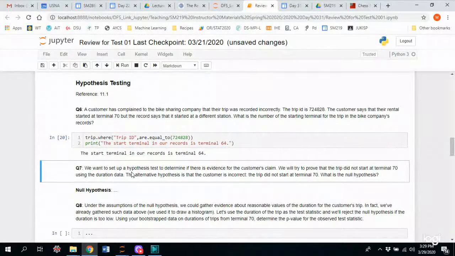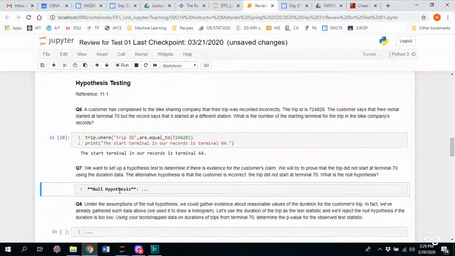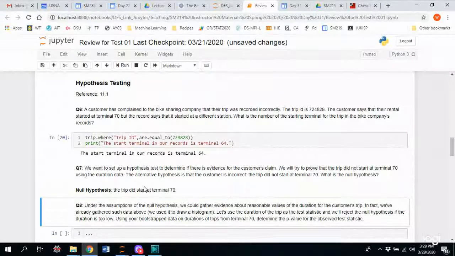Now we want to set up a hypothesis test to determine if there's evidence for the customer's claim. We will try to prove that the trip did not start at Terminal 70. So the alternative hypothesis here is that the trip did not start at Terminal 70. And the question is, what's the null hypothesis? The null hypothesis is the opposite of the alternative hypothesis. So the trip did start at Terminal 70. And always the null hypothesis is set up in such a way that we're able to simulate under the null hypothesis assumptions.